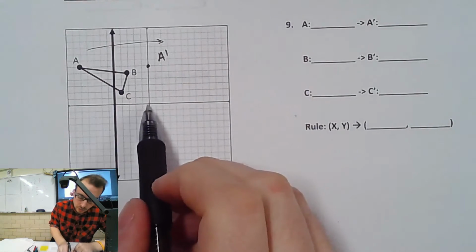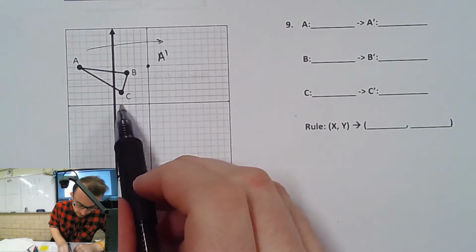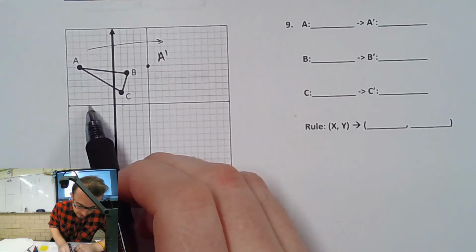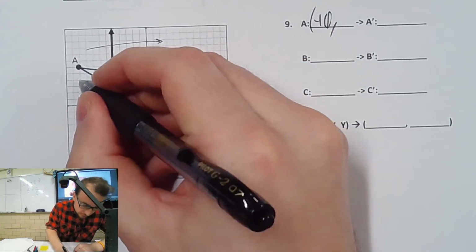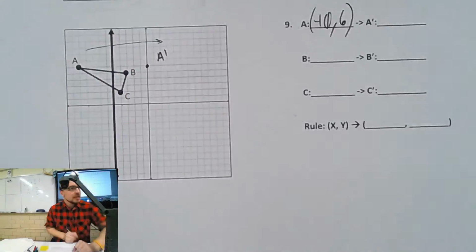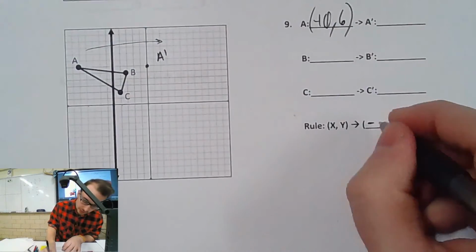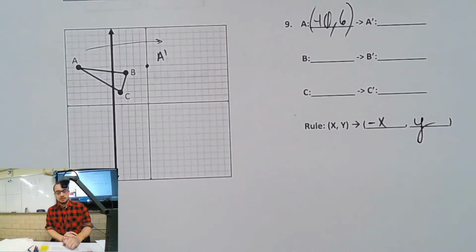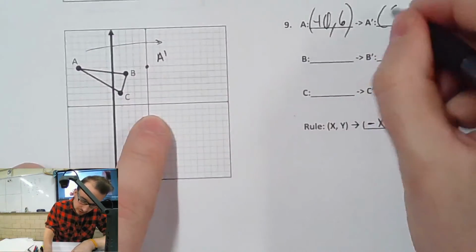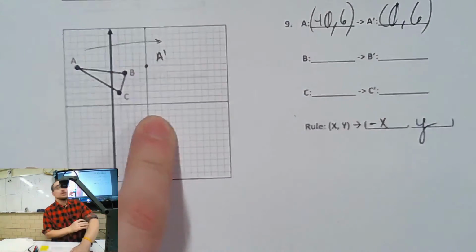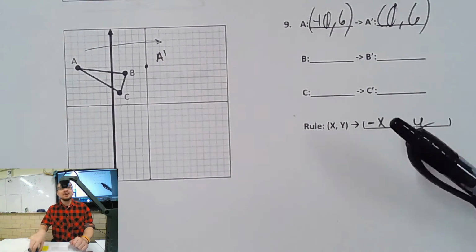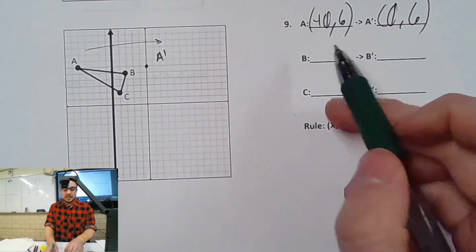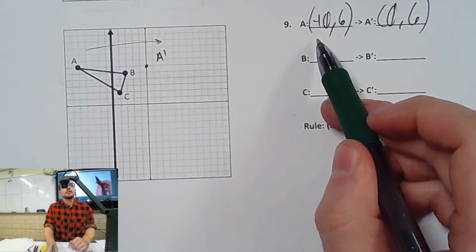A's coordinate is negative 10, 1, 2, 3, 4, 5, 6, 7, 8, 9, 10 to the left, and 6 up. If we just negate the x, like we think our rule is supposed to be, does that get us A prime's coordinate, which is 0, 6? No! That gets us 10, 6. Right? So what do we do? Well, after I negate the 10, it becomes positive 10, right?